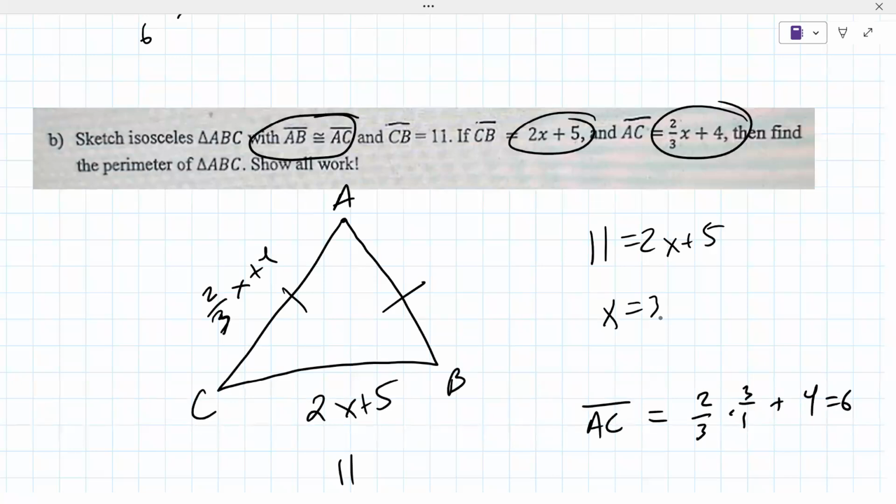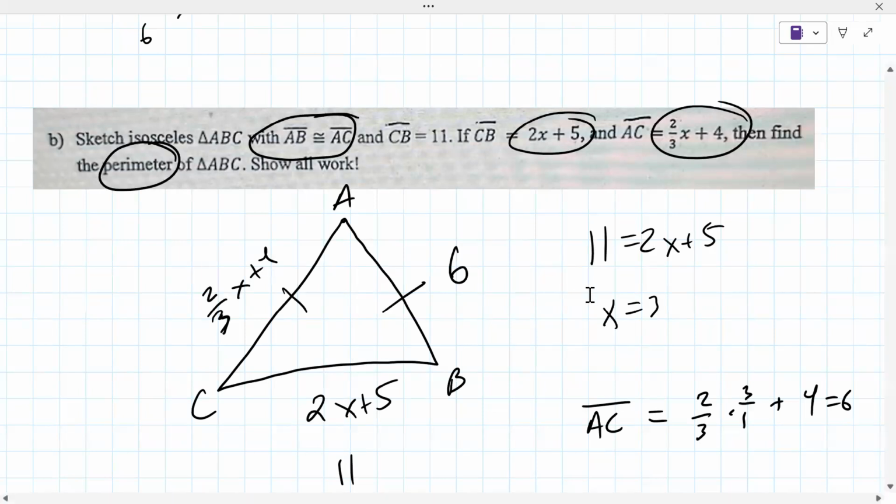What is the length of AB? Well, does it not say that AB is equal to AC? Yes. So AB is also 6. Now we want the perimeter. The perimeter is the distance all the way around the triangle. So add the three sides. What are the lengths of the three sides?